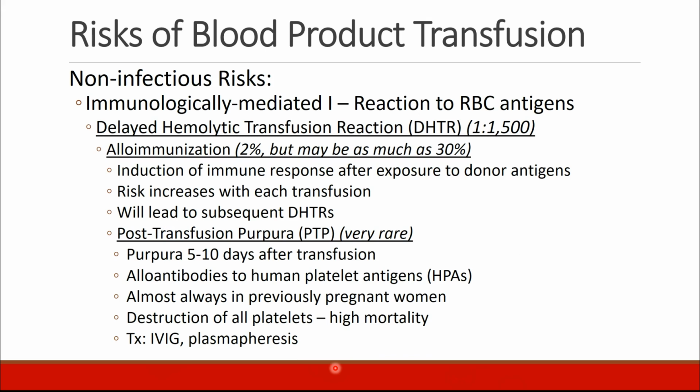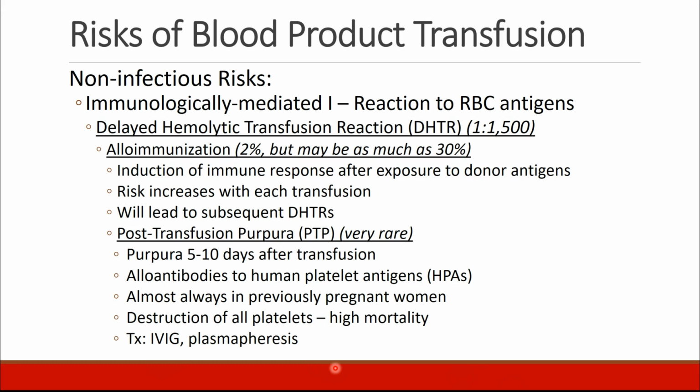Now, a patient who's having alloimmunization is at increased risk for a delayed hemolytic transfusion reaction. Alloimmunization occurs when a patient is exposed to new donor antigens, and it ramps up their immune response to those new antigens. And with each transfusion, a patient is likely to get exposed to a few new antigens that they haven't been exposed to before.